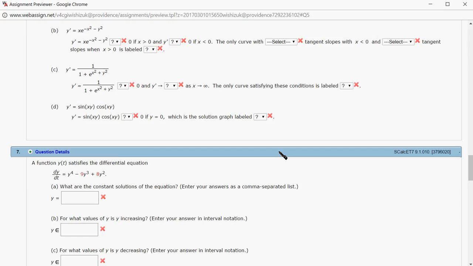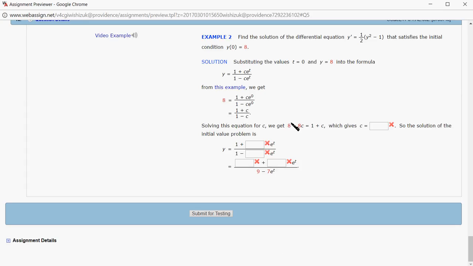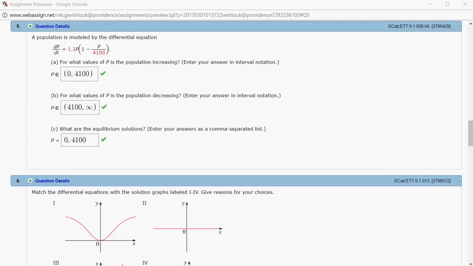I'm going to submit again just to make sure. So it's back to correct again. All right, that's it. I hope that this was clear.